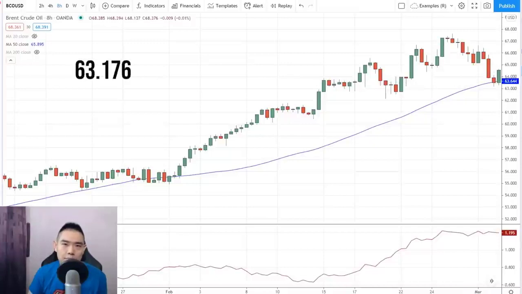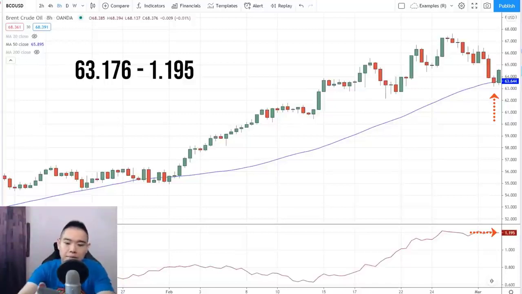So what I'll do is take 63.176, which is the lowest price point here, and minus 1 ATR, which is this value here, 1.195. I'm not going to calculate this in my head because I'm not good at mental calculation. Trusty calculator is here. 63.176 minus 1.195 gives me 61.981. Of course, you don't have to be so exact, so you can just make it 61.99 or 62 if you want, or 61.95 if you want to give it more buffer.